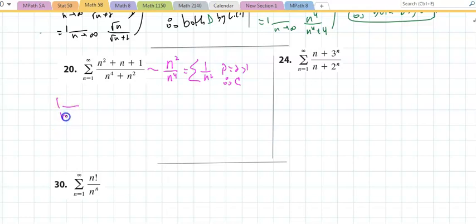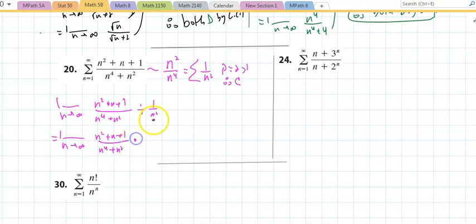Now, the limit as n approaches infinity of n squared plus n plus 1, and this gets old really quickly, divided by 1 over n squared, is the limit as n approaches infinity of n squared plus n plus 1 over n to the fourth plus n squared, times the reciprocal. And that would be the limit as n approaches infinity of n to the fourth plus n cubed plus n squared over n to the fourth plus n squared.